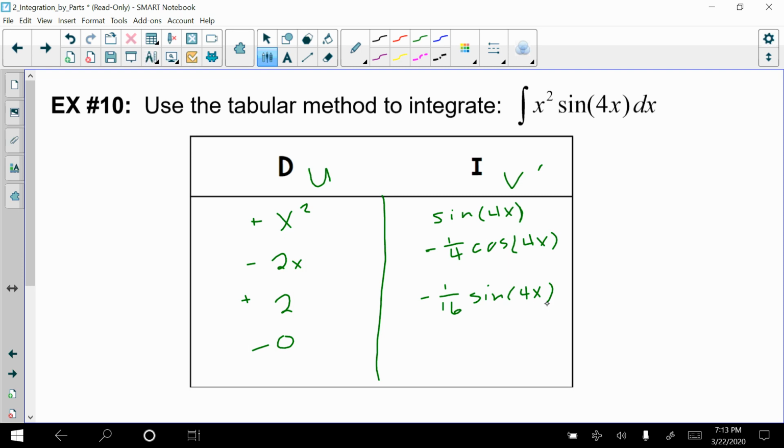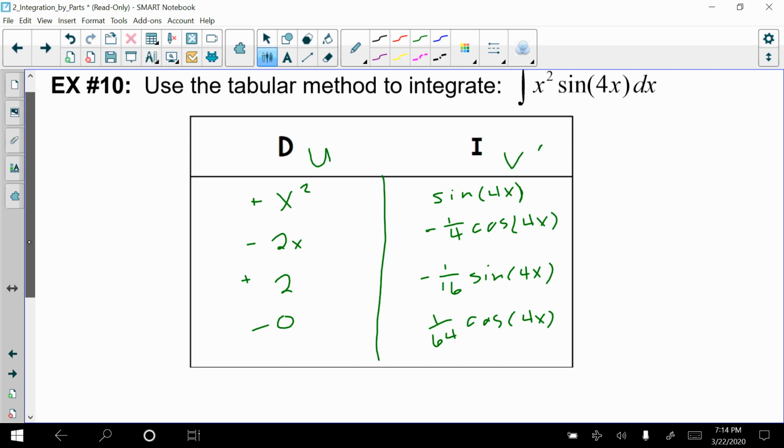So negative cosine times the negative 1/16 will, in this case, give me a positive 1/64 cosine of 4x. And that is going to kind of repeat, complete our table here.